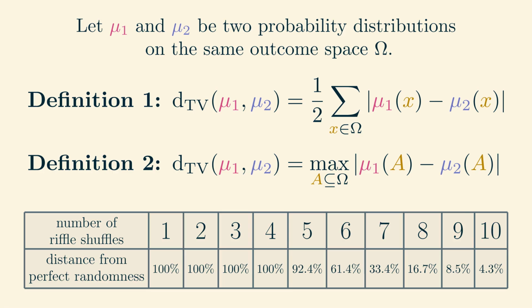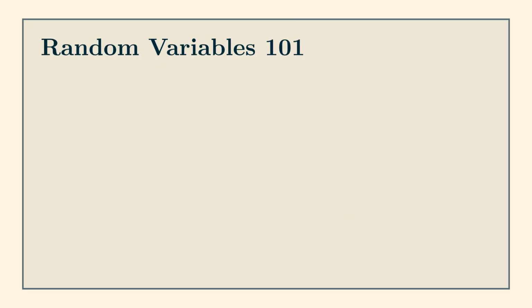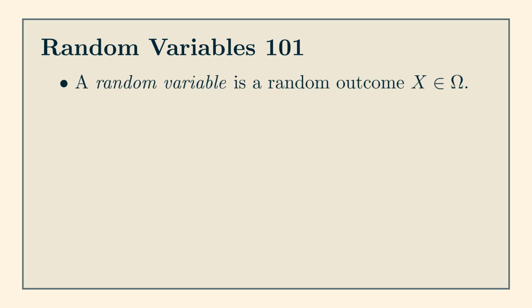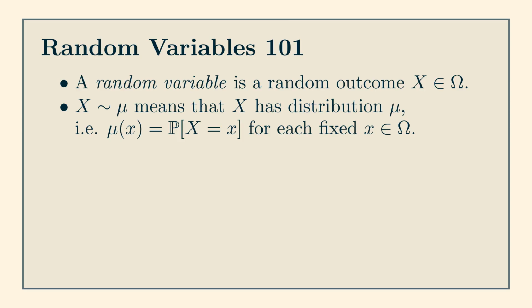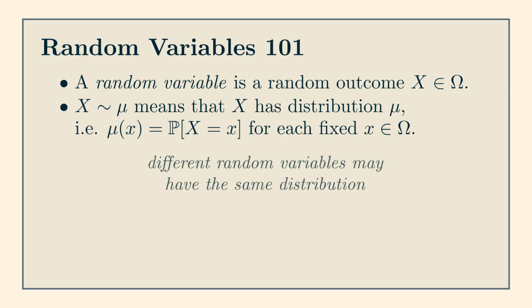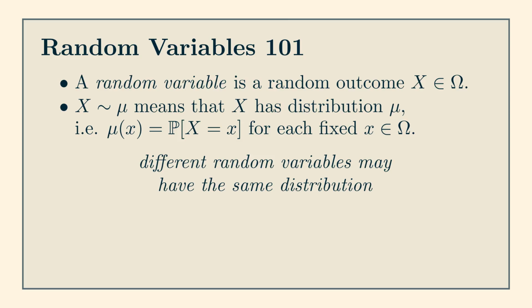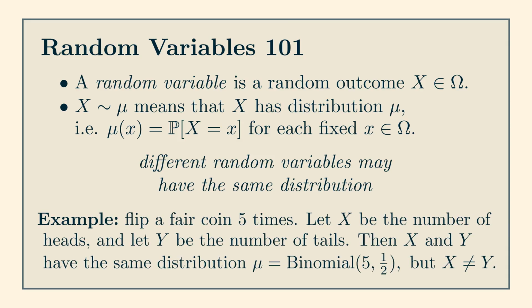The other way to think of the total variation distance is in terms of random variables. Let me briefly say that a random variable should be thought of as some random outcome, and every random variable has a distribution which tells you how likely each outcome is, but multiple different random variables can have the same distribution. For example, if I flip a fair coin 5 times, the number of heads and the number of tails both have the same distribution, which is the binomial distribution with parameters 5 and 1/2. However, clearly the number of heads is not equal to the number of tails.